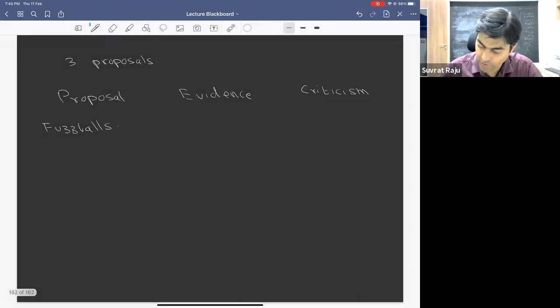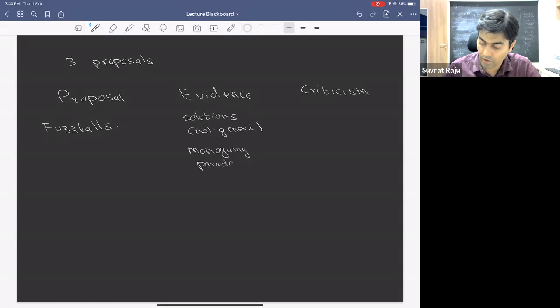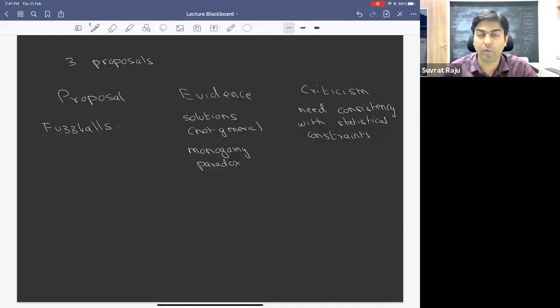Here it is. So we had fuzzballs. The evidence is solutions, but the solutions are not generic for the fuzzball. And then we have the monogamy paradox. So the criticism is that you need to make it consistent with statistical mechanics, with statistical constraints, and this also in some sense is a large violation of effective field theory, because this is also telling us that you have collapse, and somehow the collapse stops in some cases. So this also gives us a large violation of at least naive intuition.